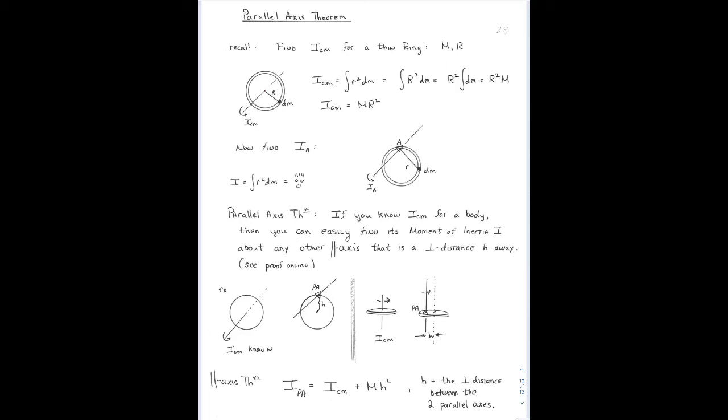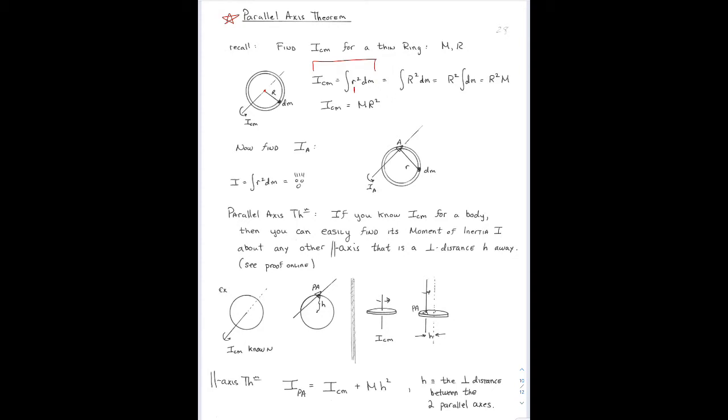Another powerful tool in this chapter is the concept of the parallel axis theorem. Earlier we found the moment of inertia about the center of mass, let's say for a thin ring, about an axis that passes through its center of mass in this orientation. Remember, this is the expression for moment of inertia about an axis for a mass distribution, not a point mass.